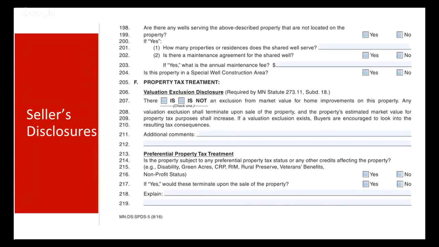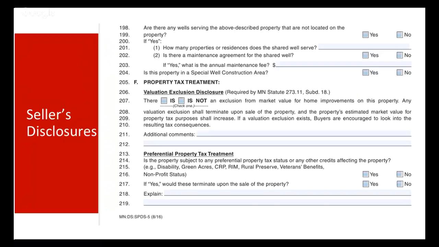Are there any wells serving the above described property not located on the property? That could certainly happen. Or maybe there's a shared well. My property boundary line might stop here, but there's a well just on the other side of it that serves my property. Well, we need to disclose that and have a conversation about, oh, by the way, how many properties does this well serve?